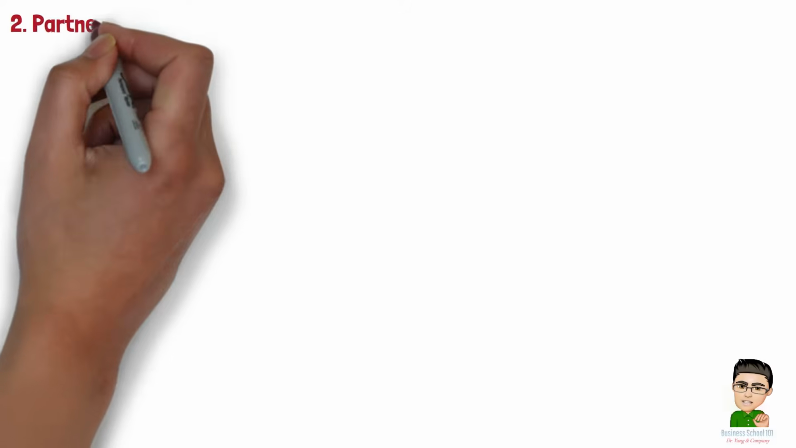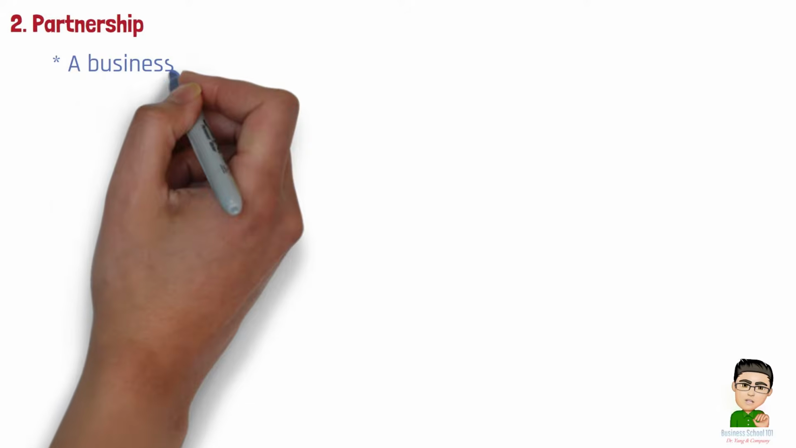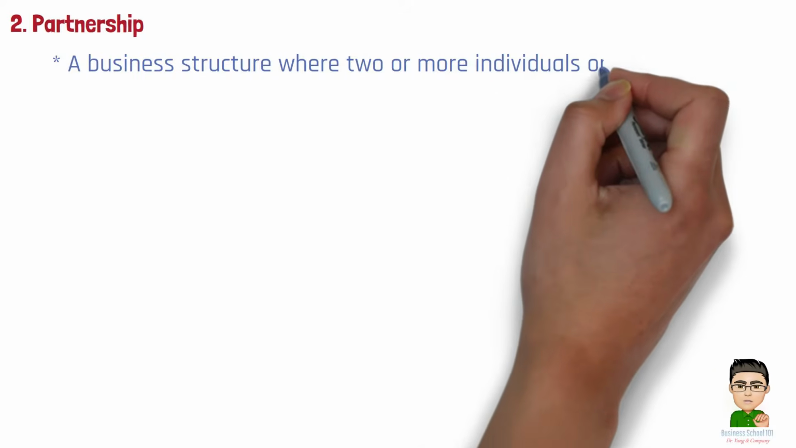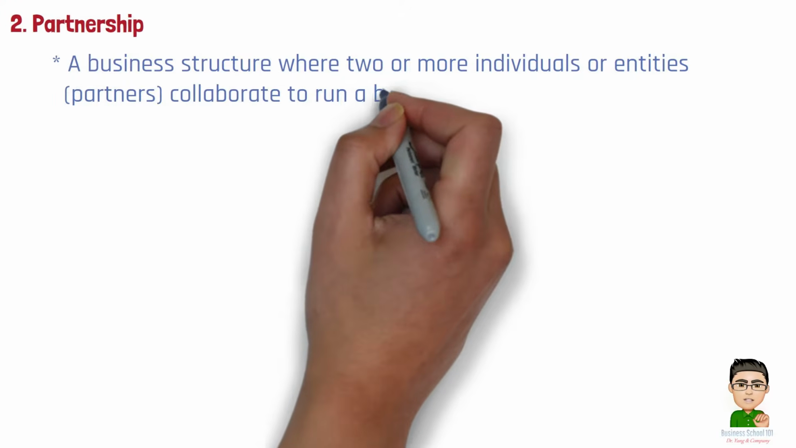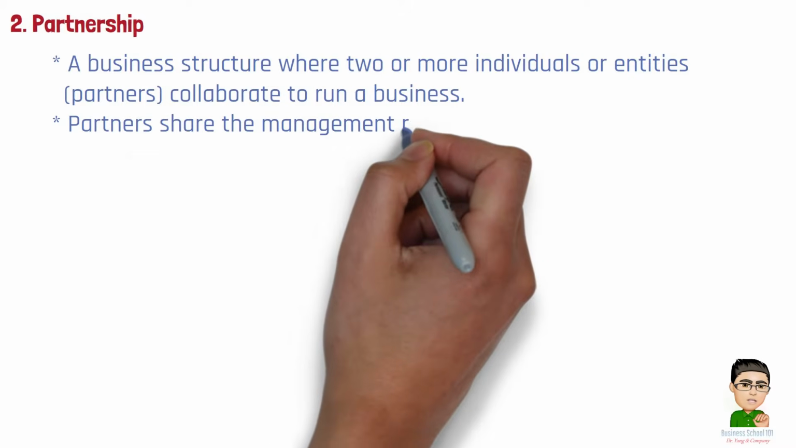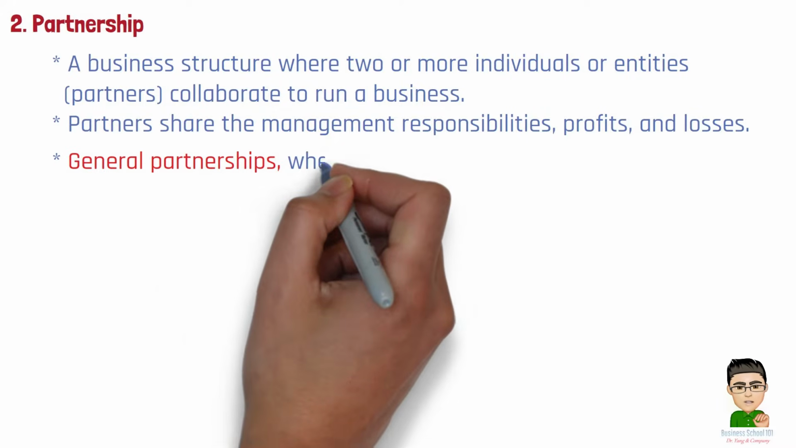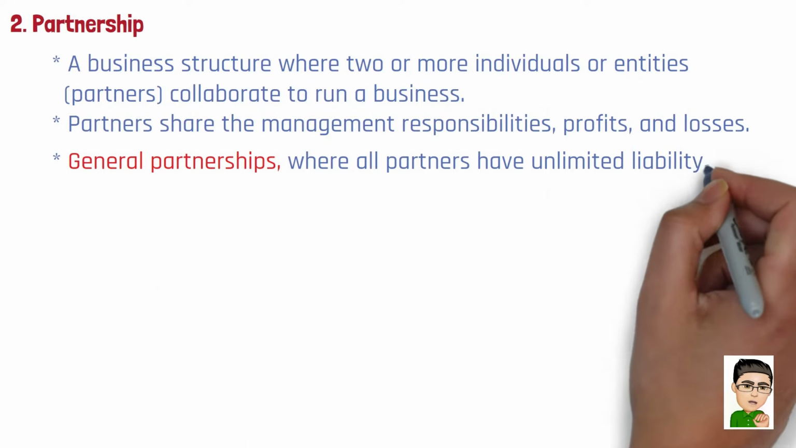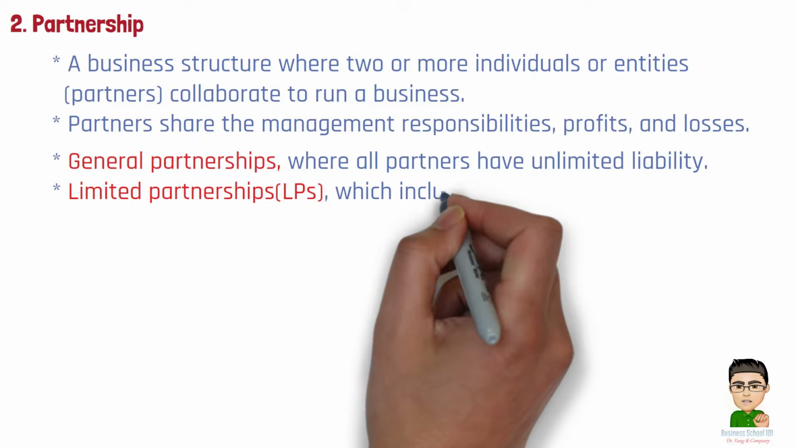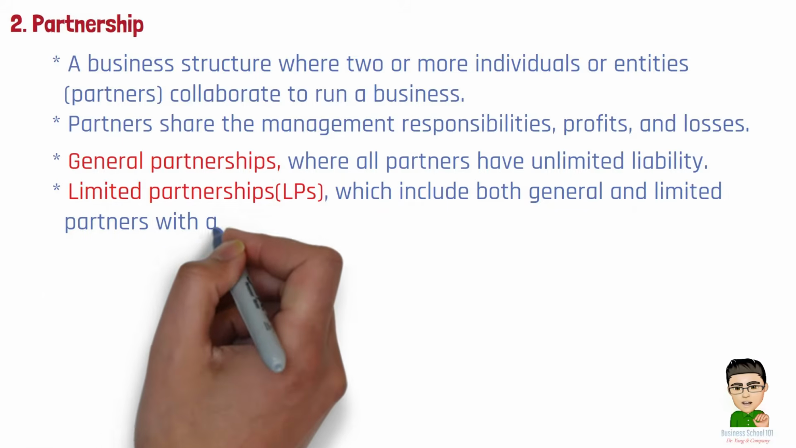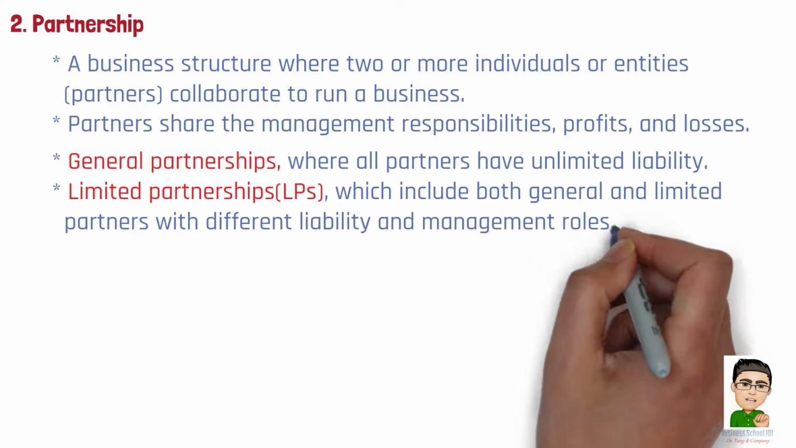Type 2. Partnership. A partnership is a business structure where two or more individuals or entities, partners, collaborate to run a business. Partners share the management responsibilities, profits, and losses. There are two main types: general partnerships, where all partners have unlimited liability, and limited partnerships, LPs, which include both general and limited partners with different liability and management roles.